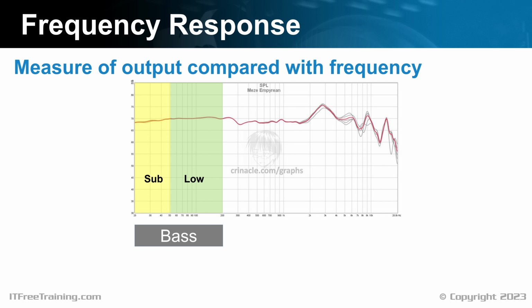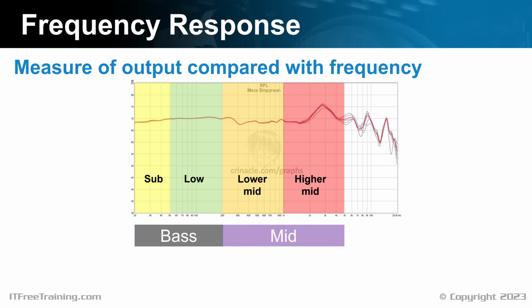The next ranges are the lower mid and higher mid, often called mid. Typically, about 80% of the sounds you hear in a home theater setup will occur here. This includes spoken voice or vocal. If you're using the headset for your telephone, you want good sound quality for this range.